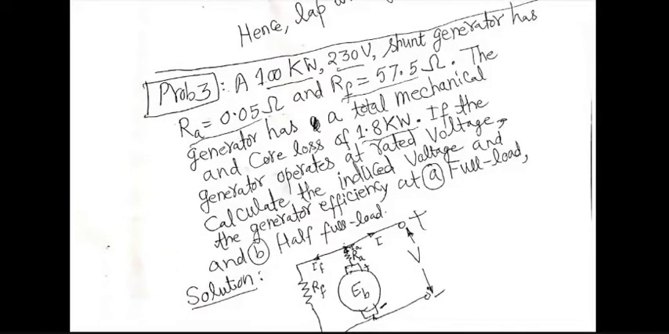The equivalent circuit is, of course, similar to what we drew earlier for shunt generators. The complication here is that we have mechanical losses also to worry about. Normally, so far I was ignoring mechanical losses. Okay, so how do we tackle this?